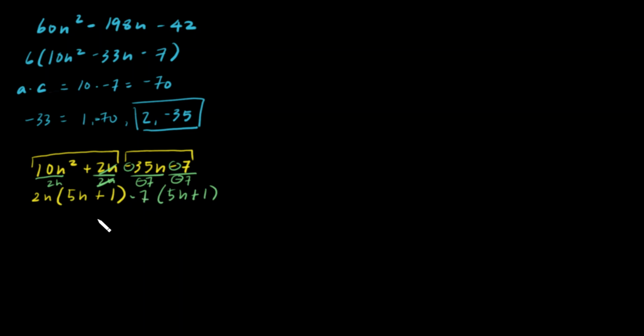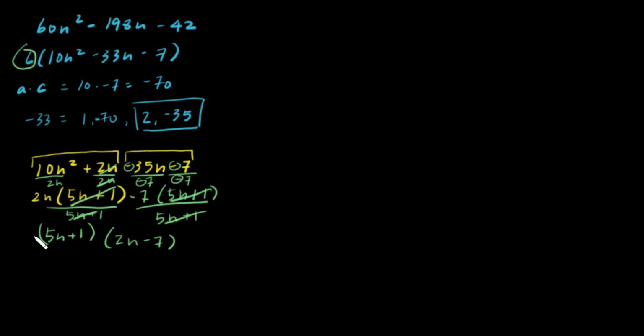You're going to take out 5n plus 1 from both, and what am I left with is a 2n minus 7. What did I take out in the beginning? A GCF. Don't forget to include that. Wow, that trinomial's all over the place, or the three factors of it.